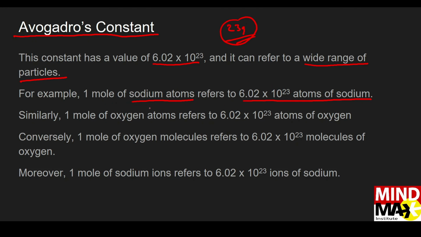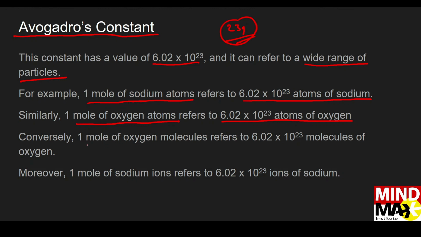So if you have 1 mole of sodium atoms, that means you have these many atoms of sodium present in this amount. Okay. Now, if you say 1 mole of oxygen atoms, again, it's atoms. So it will refer to these many atoms of oxygen. So if you are referring to atoms, it will refer to atoms. Okay. So 1 mole of sodium atoms means these many atoms of sodium, and 1 mole of oxygen atoms means these many atoms of oxygen.